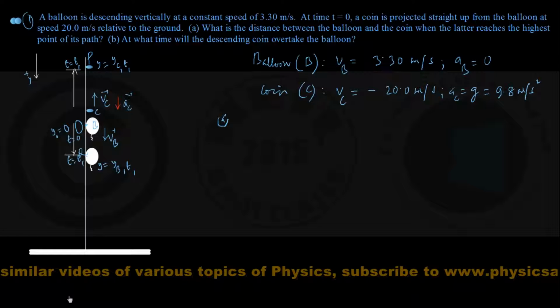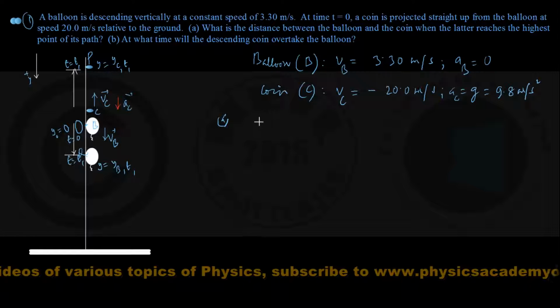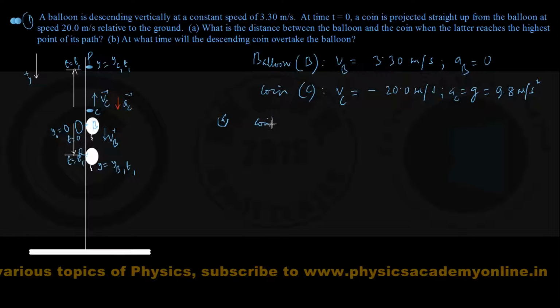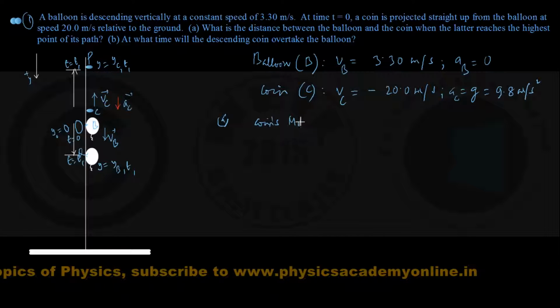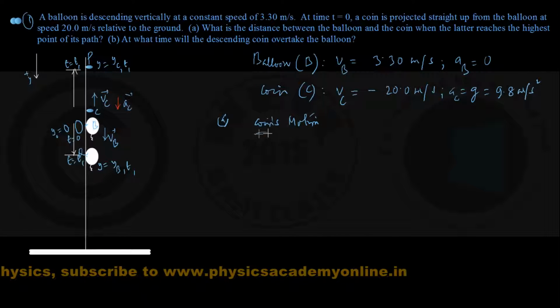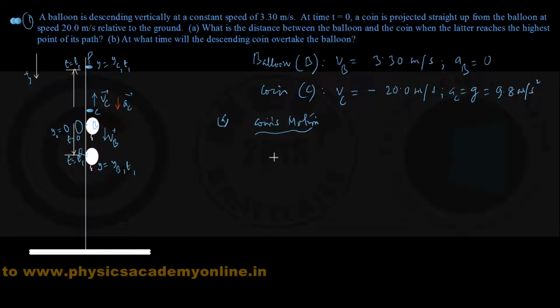So how do we proceed? As a first step, we shall consider the coin's upward motion, that is from O to P. Let us first find out the value of t1.